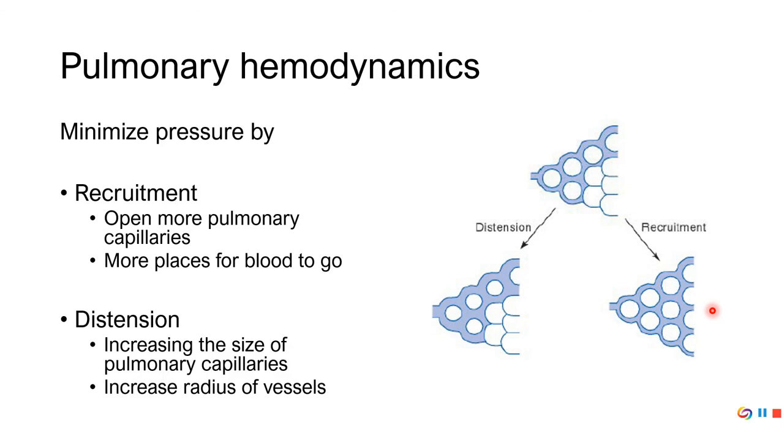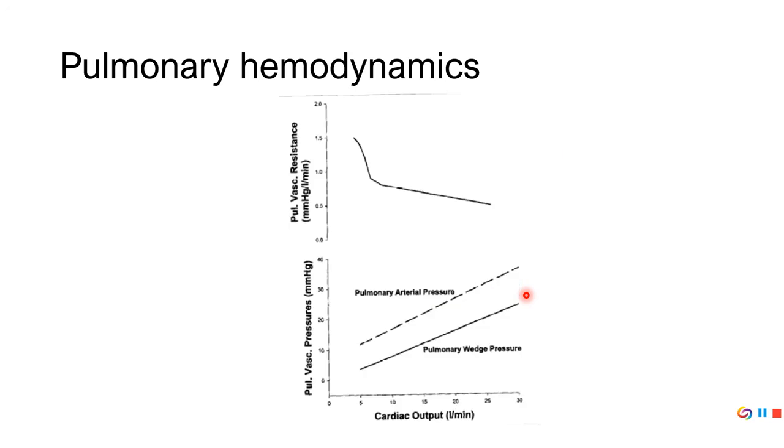And then I can also distend capillaries. And so we take the ones that are already open and we actually increase the space that's in those capillaries, increase the radius a little bit. And if we increase the radius, we decrease the resistance, we decrease pressure. Okay, and we can see that with this figure here.